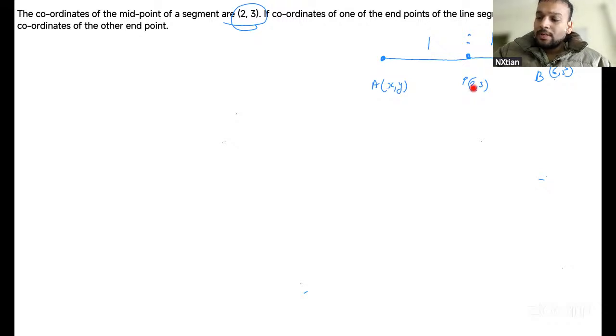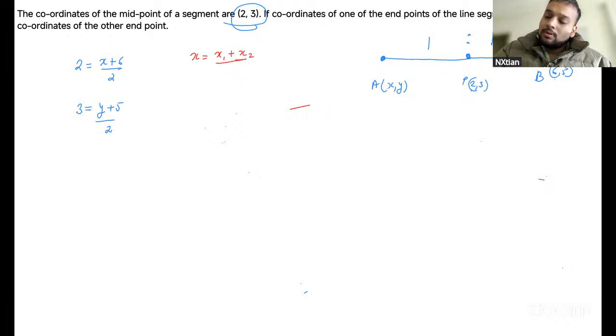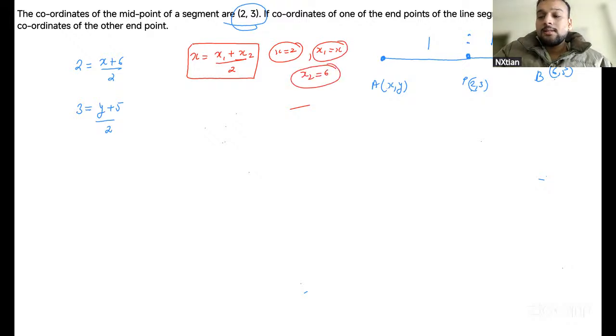This 2 is equal to x1 plus x2 by 2. So we will apply the formula: 2 is equal to x plus 6 by 2. And in the same way, 3 is equal to y plus 5 by 2. We are nothing else, we are using the midpoint theorem. The midpoint theorem is x1 plus x2 by 2. So here x is equal to 2, x1 is equal to x, x2 is equal to 6, and we are simply writing it. Did you understand, guys?